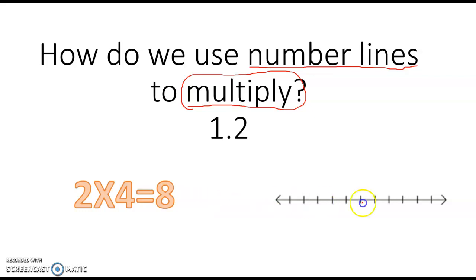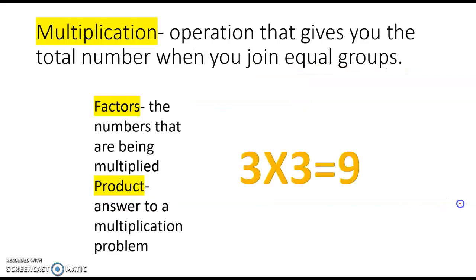A number line shows numbers in ascending order, so they get bigger or greater as the number line goes up. Yesterday you learned that multiplication is an operation that gives you the total number when you join equal groups.